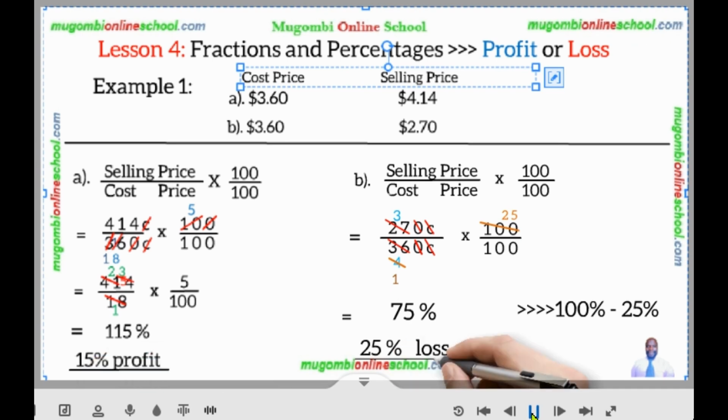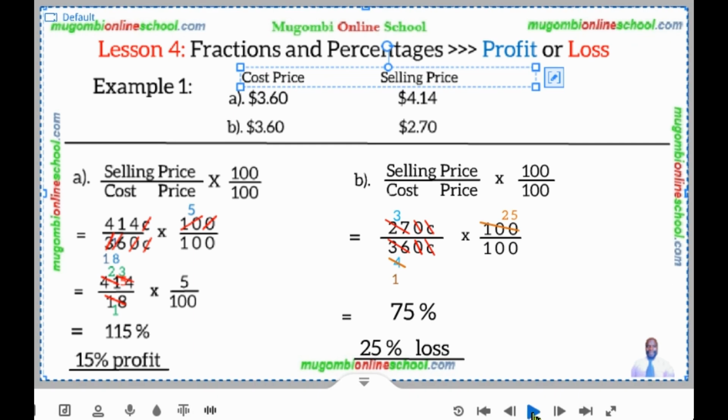So this is how you simplify such problems, applying the concept of fractions and percentages, simplifying problems relating to profit or loss. So go ahead and answer the exercise below, ladies and gentlemen, boys and girls, to enhance your understanding.